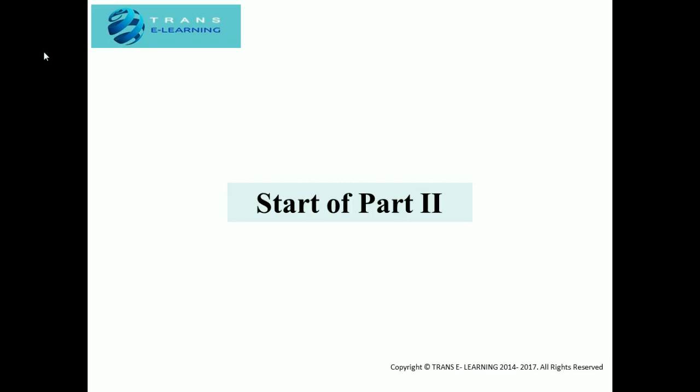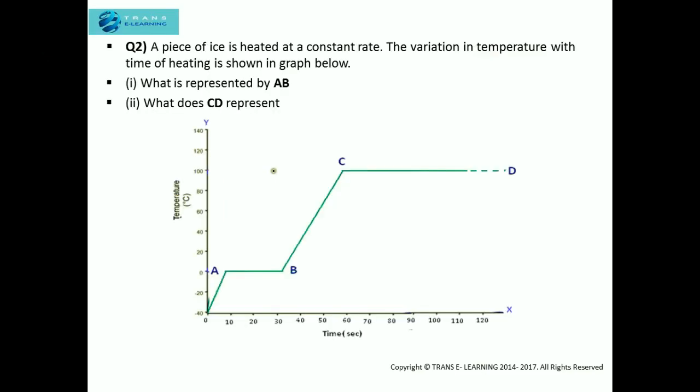Part 2 starts from here. Now the second question. A piece of ice is heated at constant rate. The variation in temperature with time of heating is shown in the graph below.